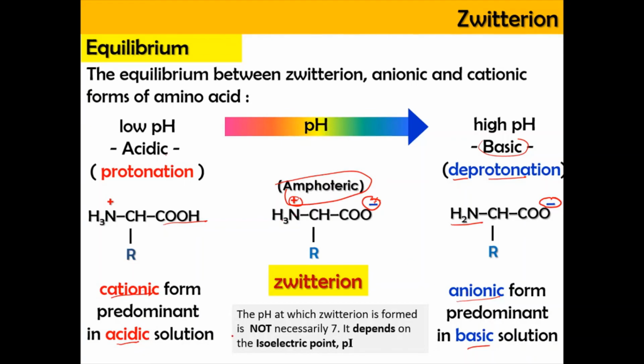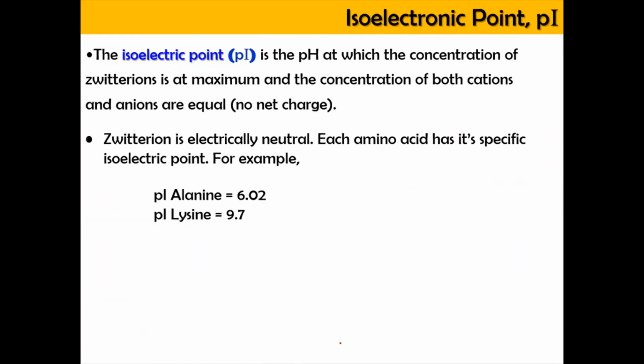Okay, and another important thing here is that the pH at which zwitterion is formed is not necessarily 7. It depends on the isoelectric point, pI. Okay, so let us look into the pI, which is the isoelectric point. So the isoelectric point is basically the pH at which the concentration of the zwitterion is at the maximum, and the concentration of both the cations and anions are equal. Okay, where there is no net charge. Okay, so zwitterion is electrically neutral, and each amino acid will have its specific isoelectric point.